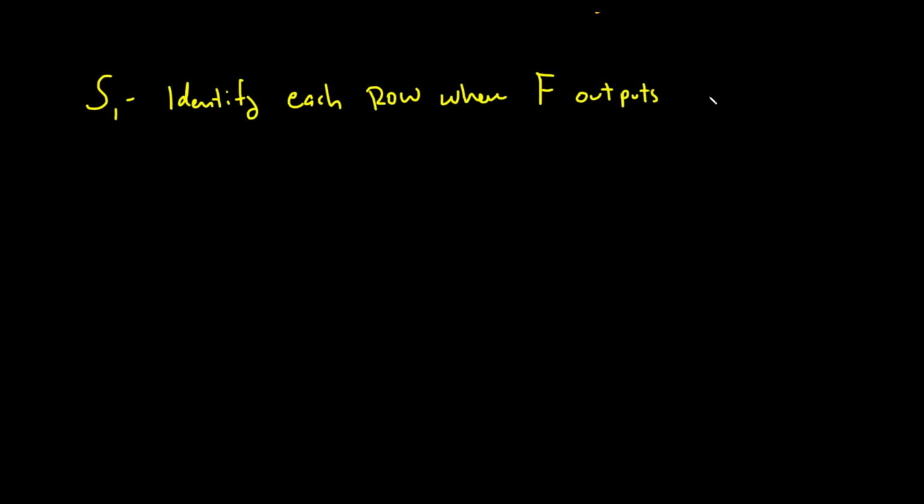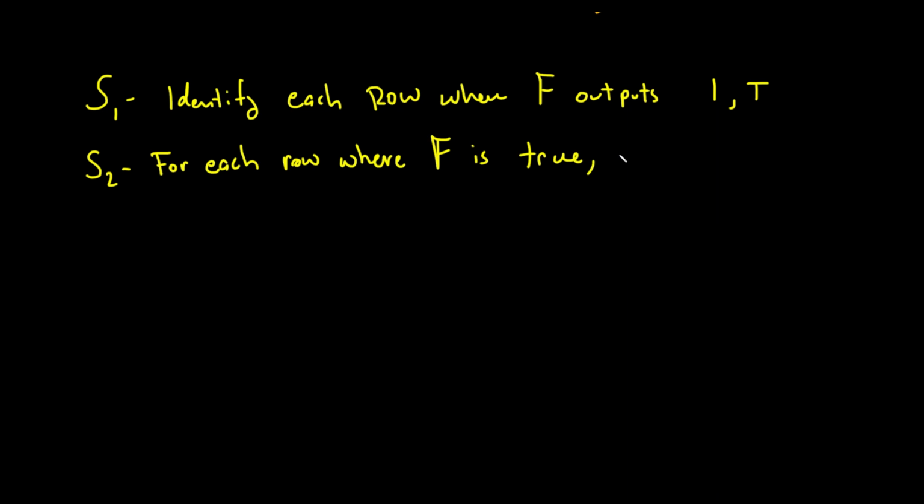I want to briefly state the process by which you would construct a formula in disjunctive normal form from a truth table. Step one is you identify each row of the truth table where the function outputs true, let's say a 1 or a truth value of T. Step two is for each row where the output is true, you will create a conjunction of literals.